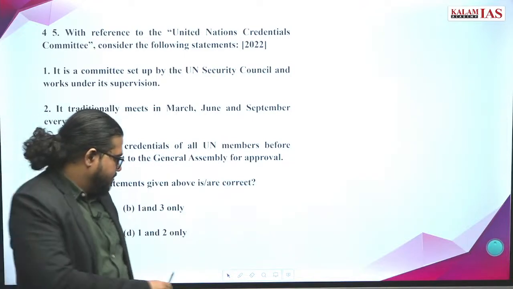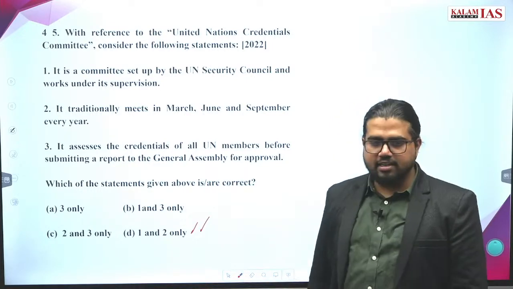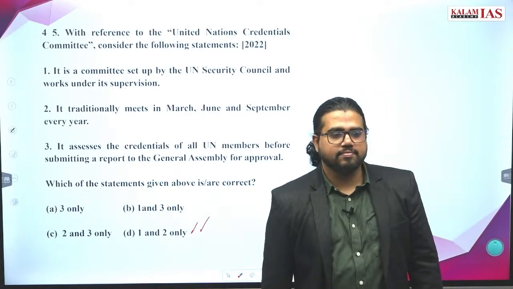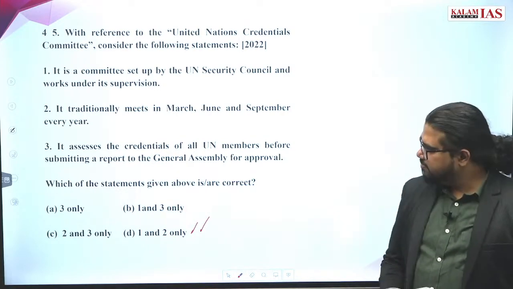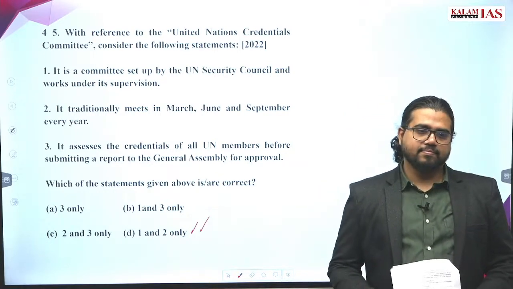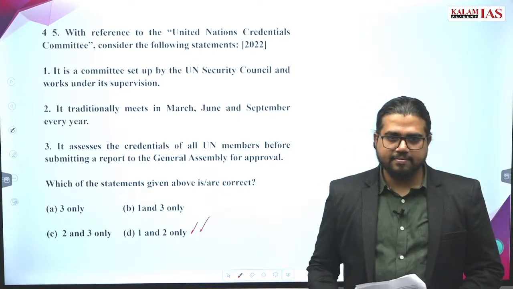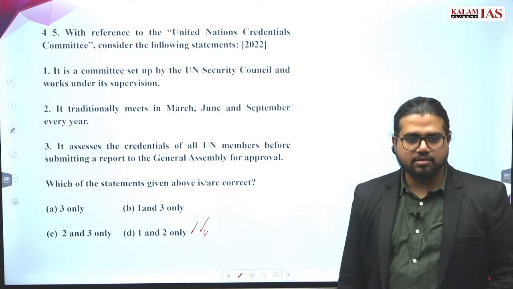What is the answer? D. Any other suggestion? Number 4. Tell me. D. All are going with D. All are wrong.